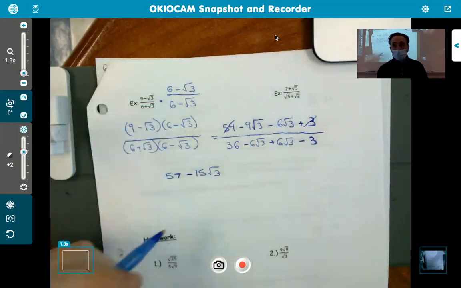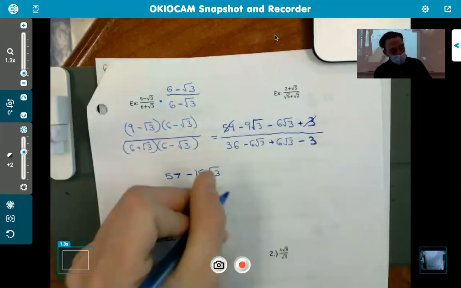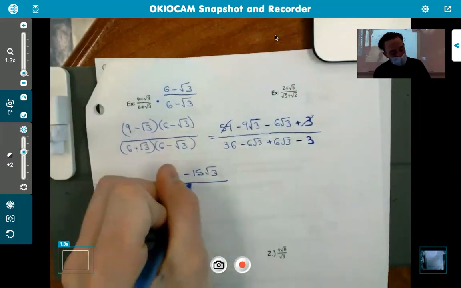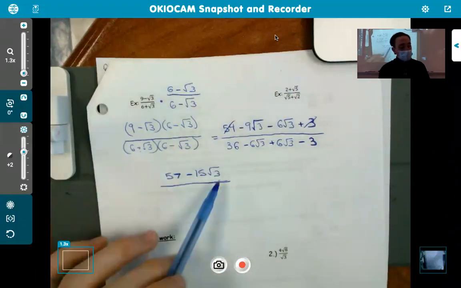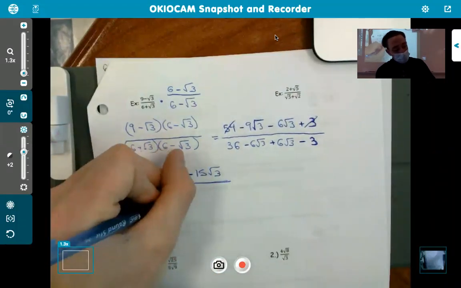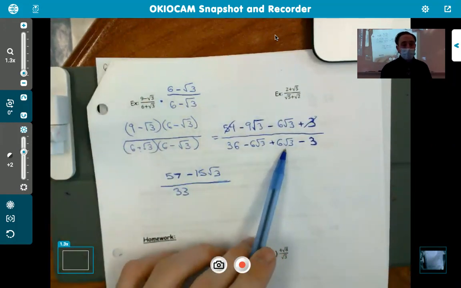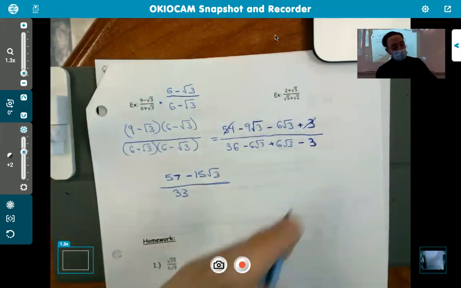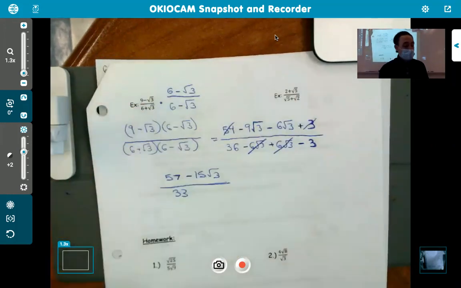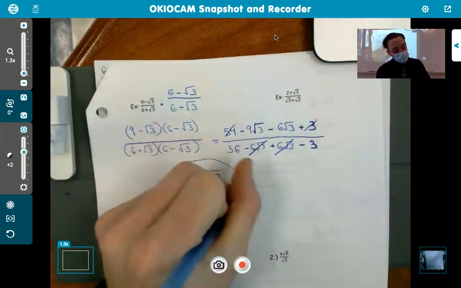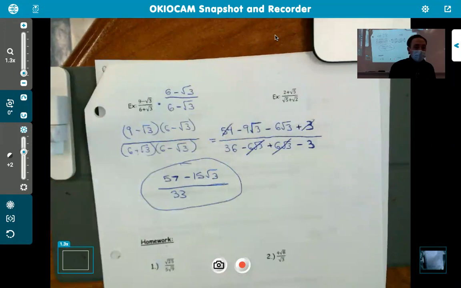All right, it's literally just combining like terms. In my denominator, the 36 minus the 3 will give me 33. What happens to the negative 6 root 3 and the positive 6 root 3? They cancel out. And that should always be the case. Those middle terms should cancel and you're not left with any square roots in your denominator. So my final answer is 57 minus 15 root 3 over 33.